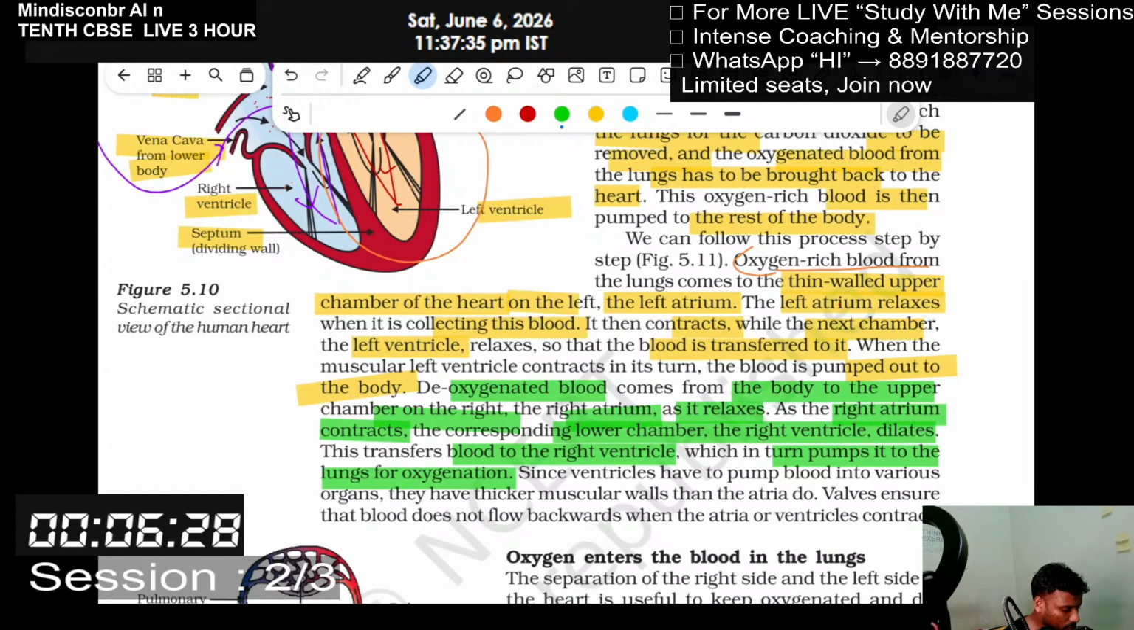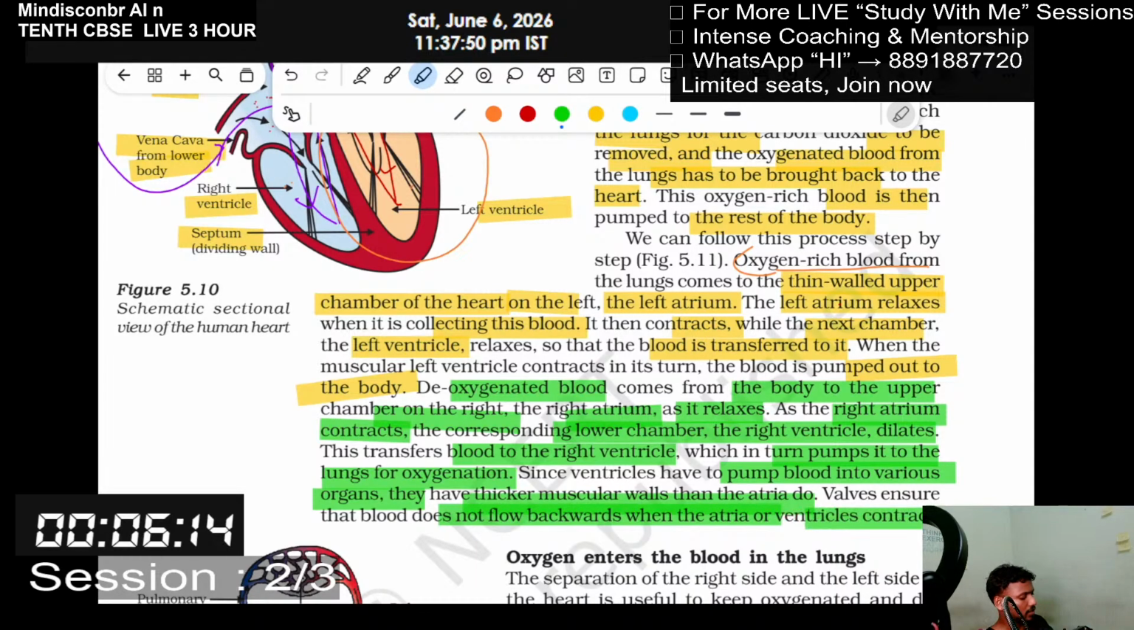Since ventricles have to pump blood into various organs, they have thicker muscular walls than atria do. Valves ensure that blood does not flow backwards when the atria or ventricles contract, and valves prevent the backward flow of oxygenated or deoxygenated blood when the atria or ventricles contract.